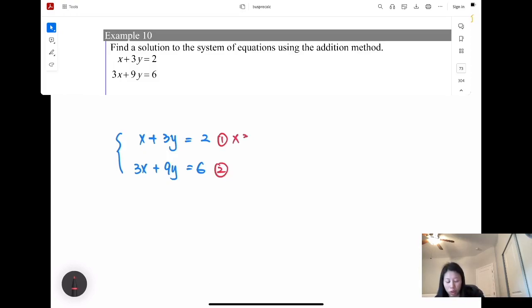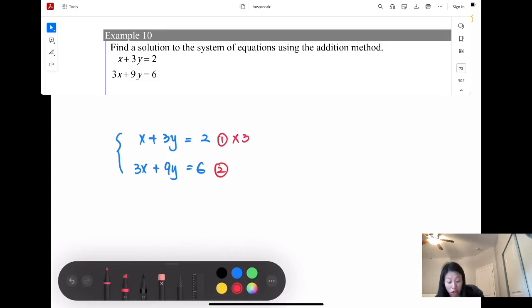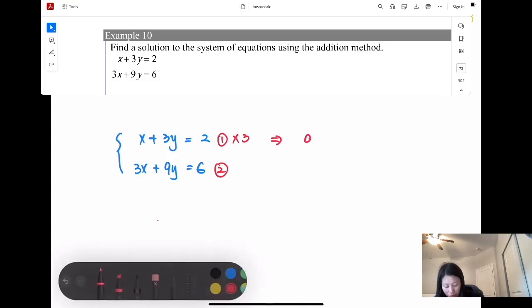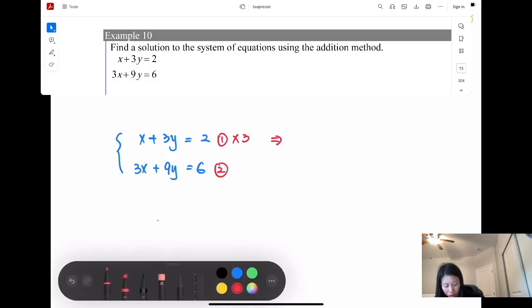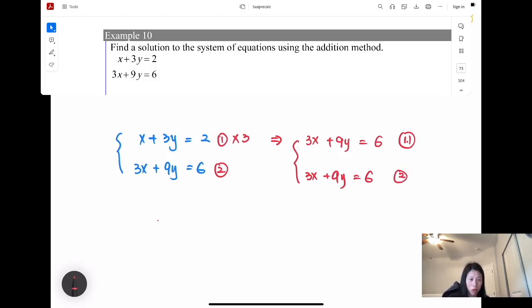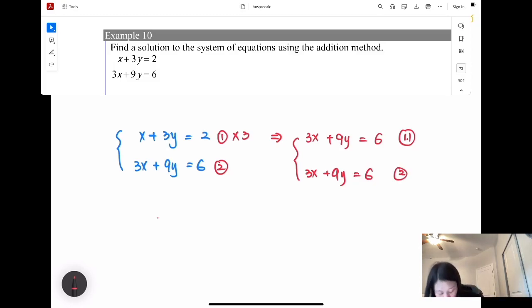So the first equation, we multiply by 3, and we will have our new transformed equation, which is 3x plus 9y, and 2 times 3, we have 6. So now this is a new equation. We write it with the second equation. So now use elimination. You can use 1 subtract 2 or use 2 subtract 1, either one.